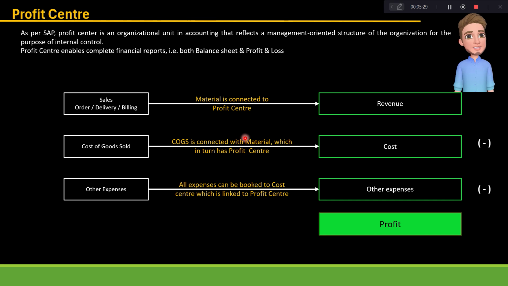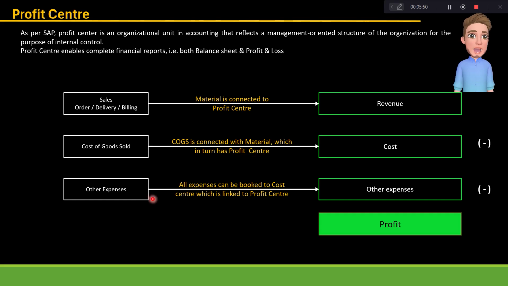Similarly, what is the COGS? Cost of goods sold. When the cost of goods sold entry gets booked, again there is a material involved. Because the material has a profit center, again I get this information of profit center, and then I get cost. Here the material is associated with a profit center. I got the profit center.